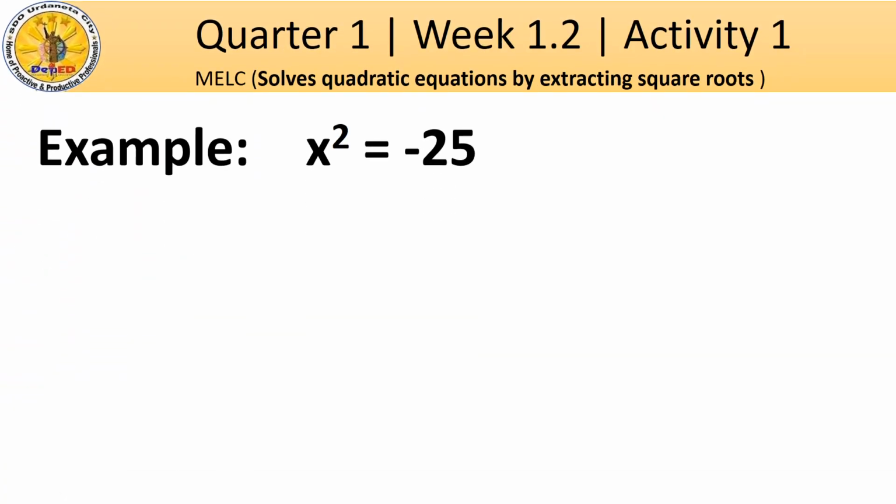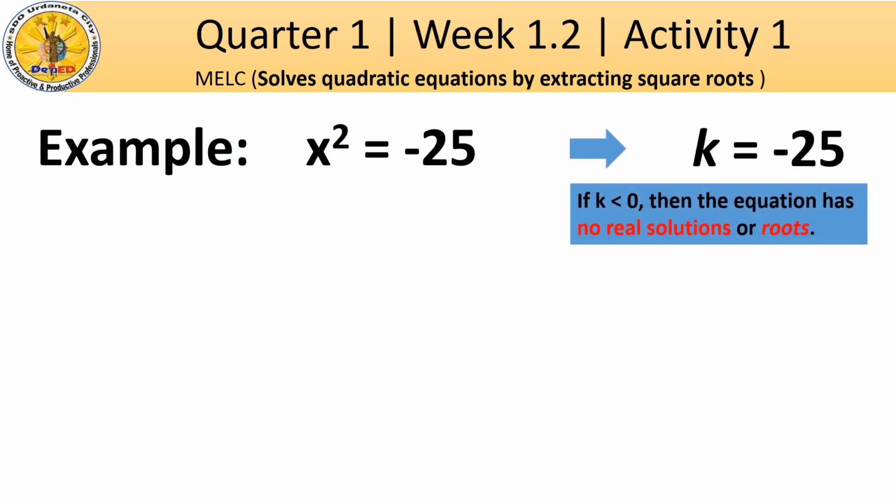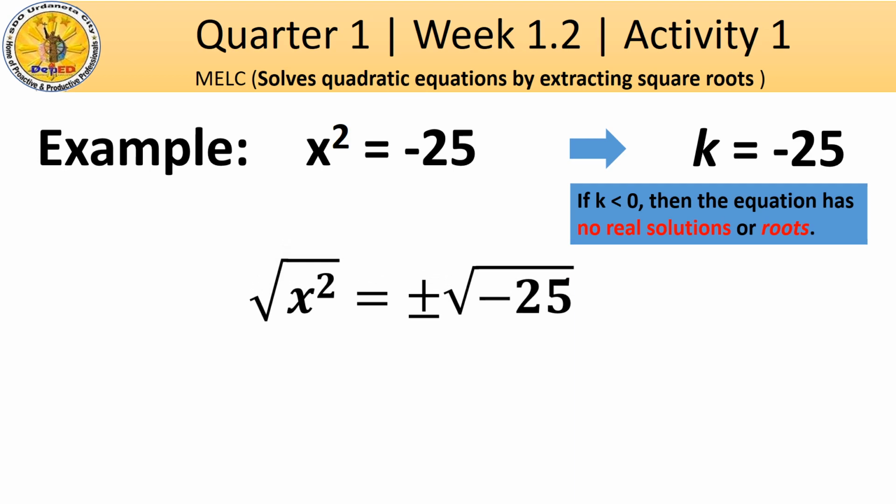Example 4. X squared is equal to negative 25. In this equation, constant k is negative 25. That is less than 0. And if k is less than 0, based on the property, there will be no real solutions in the given equation. Because if we take the square root of negative 25, it is undefined.